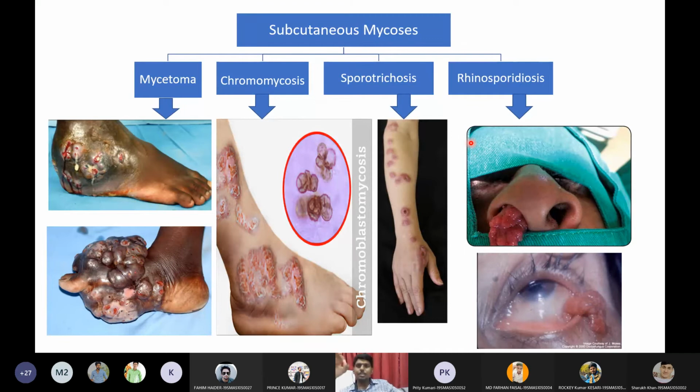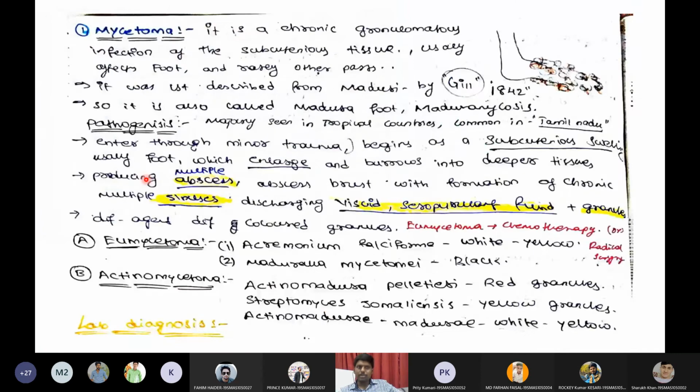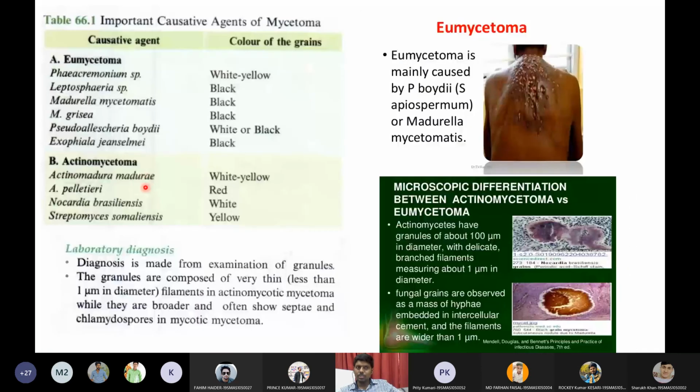Foot infection is caused by what type of mycetoma? Is it eumycetoma or actinomycetoma? Sir, actino. Actinomycetoma, very good. Actinomycetoma will cause foot infection, whereas eumycetoma will cause body infection.